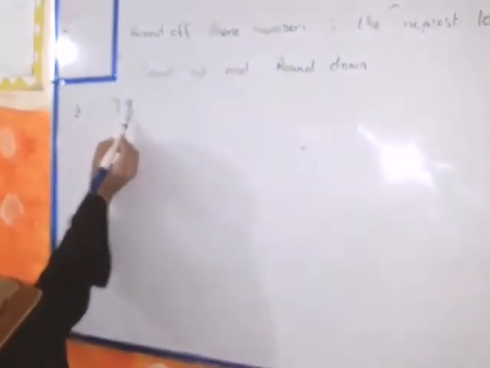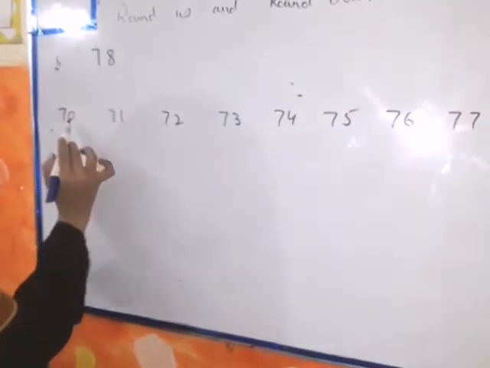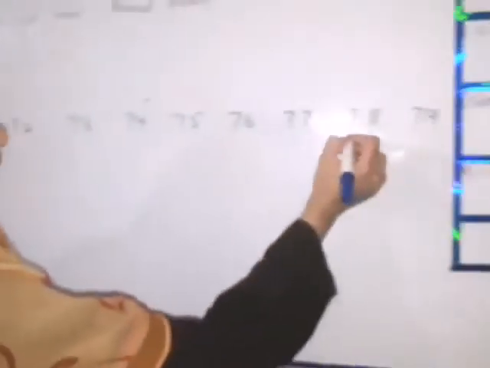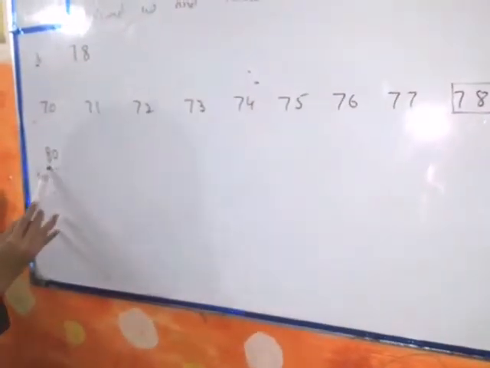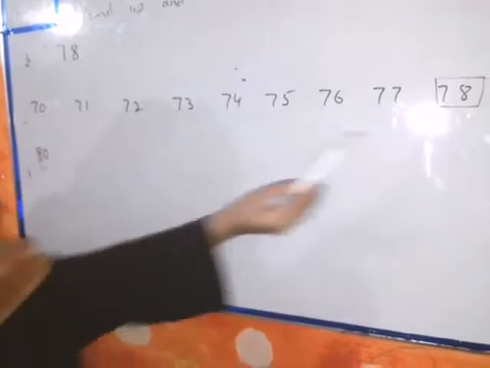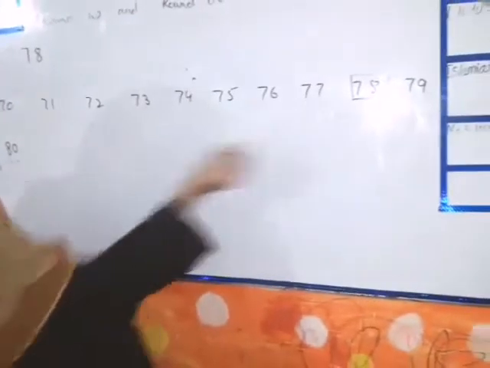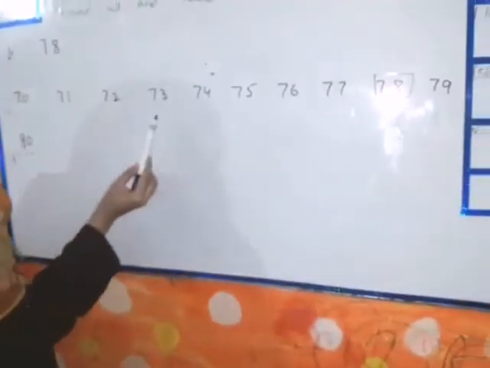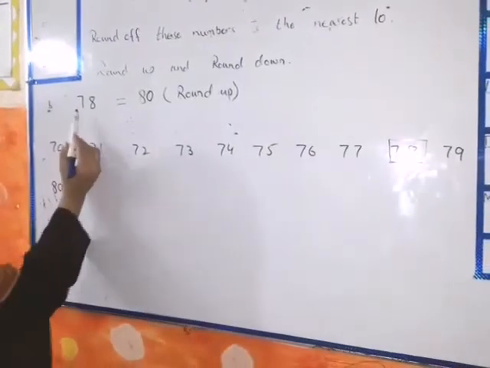Part B is 78. Now the nearest 10s are 70 and 80. So the 78 has been written here. Look here, is it nearer to 80 or 70? Counting 1, 2, 3, 4, 5, 6, 7 from 70 to 78, and 80 is nearer to 78. So the answer is now 78.